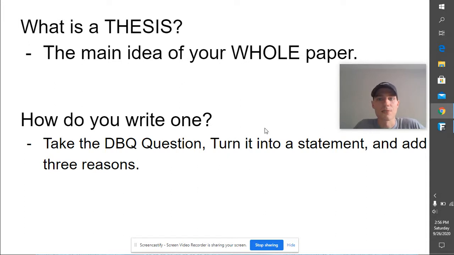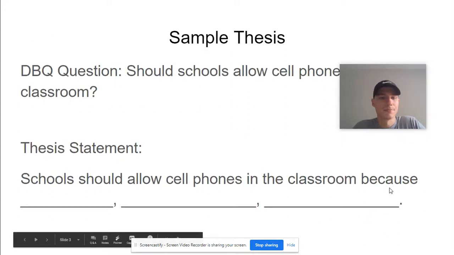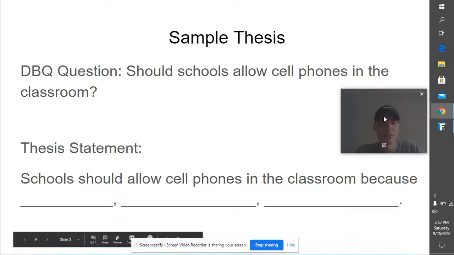That's something that often gets confused or mixed up. So let's look at this real quick. So again, how do you write one? You take the DBQ question. The example that I just gave you was, is Mr. Rizzio a good teacher? Or is Mr. Rizzio the best teacher ever? And then I turn it into a statement. I can either say that he is or he is not based on what I have, facts and evidence and opinion. I would say Mr. Rizzio is the best teacher ever. That would be my statement. And then I would add my three reasons, which I just went over. He cares about his students, he works harder than anybody, and he knows his content really well. And again, that's one sentence. So that's where you're going to see this one here.